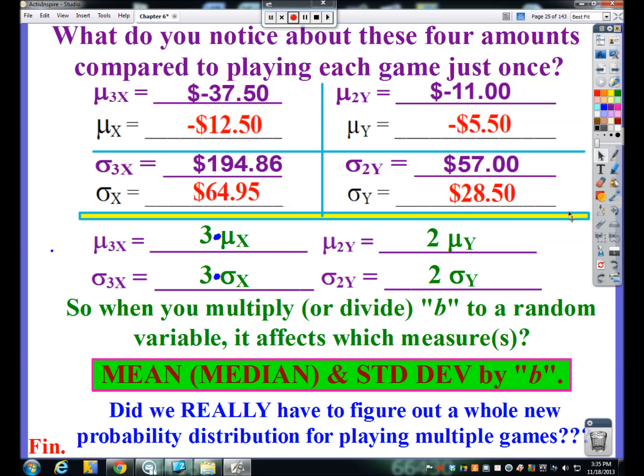So adding and subtracting, again, only affect measures of center, or mean and median, and multiplying affects both measures of center and spread. So our mean and our standard deviation are affected by both.